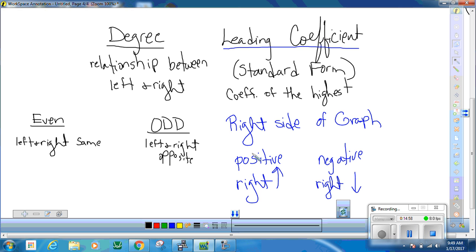So you always want to figure out what is the right side of the graph doing first. Find out, is it positive or negative? Is the right side going up or is the right side going down? And once we know what the right side is doing, we can then determine what the left side is doing based on whether it should be doing the same thing or should it be doing the opposite thing.